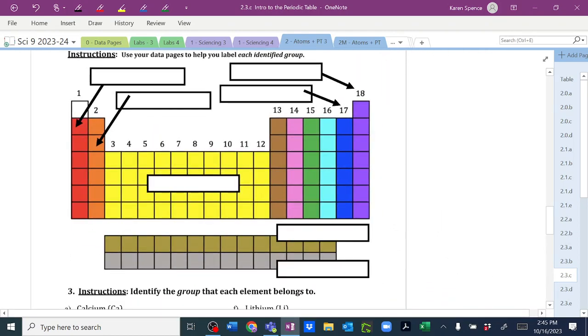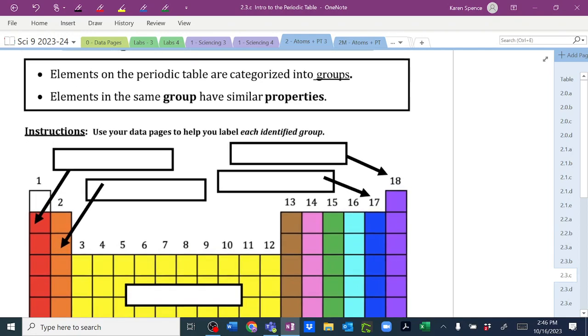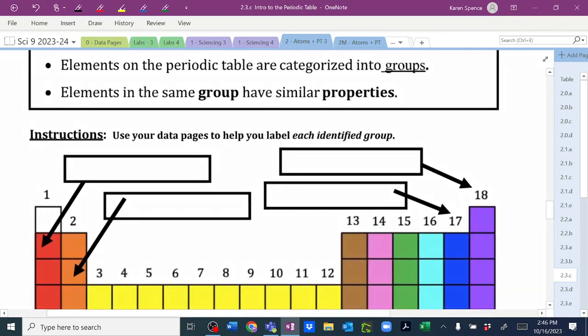Some of the groups, which way do groups go? Tell your partner, which way do groups go? Do they go side to side or do they go up and down? Show me, which way do they go? Up and down. Excellent. Okay. So, elements are categorized into groups, and some of the groups have names. So let's take a look at the first name. Group number 1 is called the alkali.